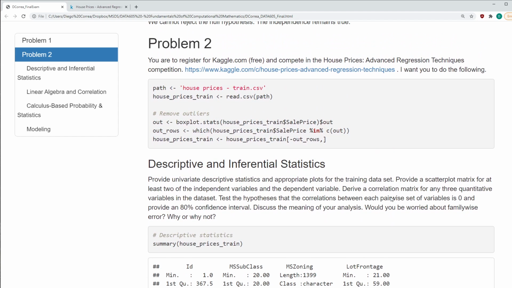Problem 2. You are to register on Kaggle.com for free and complete the House Prices Advanced Regression Techniques competition. So first things first, I load the dataset, and then I remove the outliers by using the boxplot stats function, identifying the outliers, then finding the rows, and then filtering out the rows.